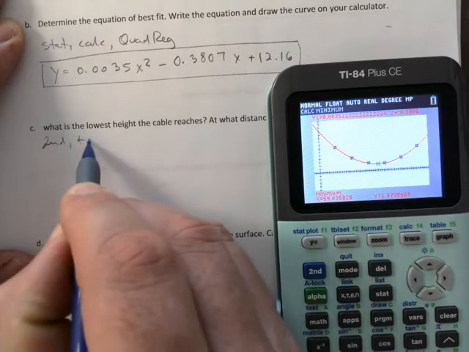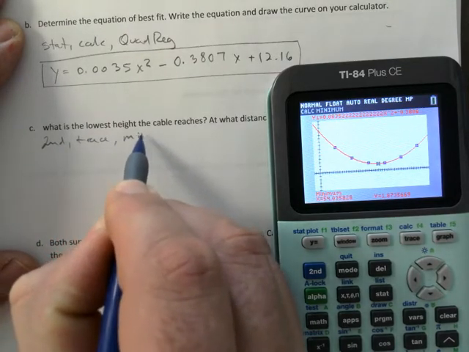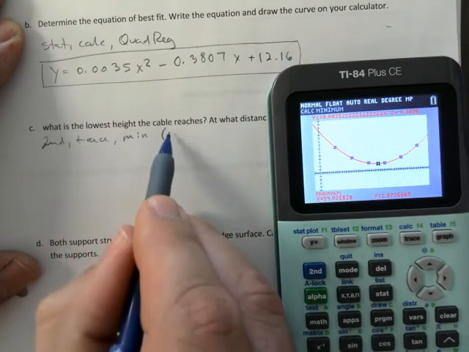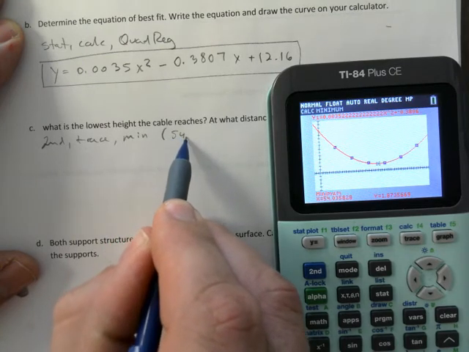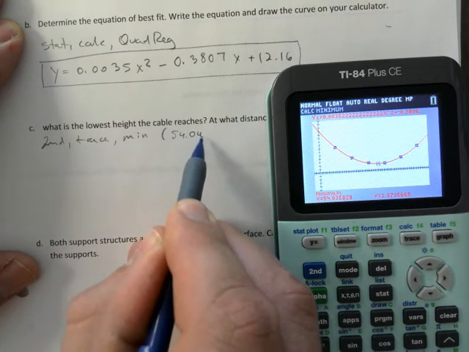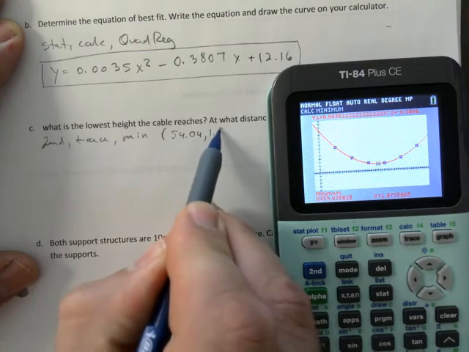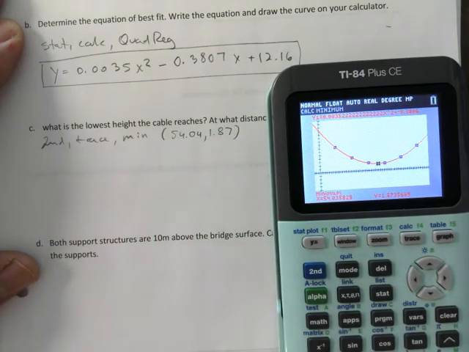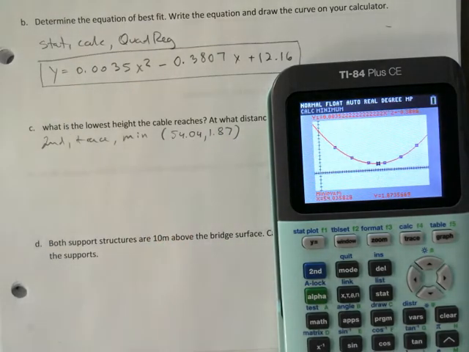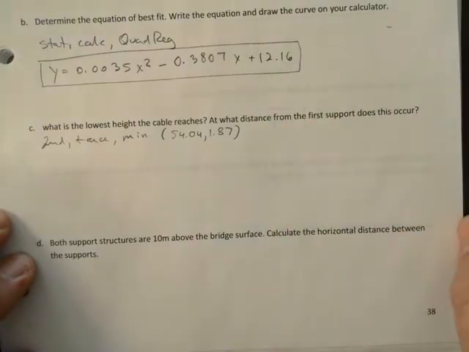Second, trace, min. This is always where you will lose marks for no reason at all. All you have to do is one extra step. Don't just give me the coordinates like, hey, you figure it out. I know what is what.